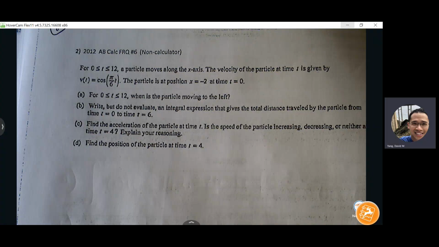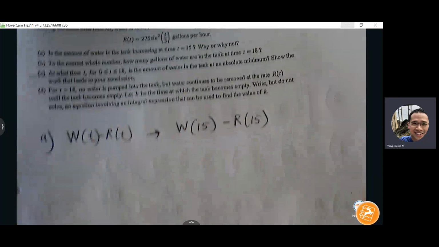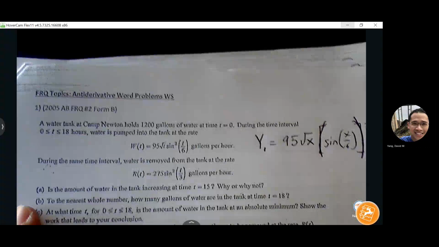Okay, so what I want to do is go back to some of these antiderivative word problems. So let's do pages 9 and 10. We'll do those together in class.